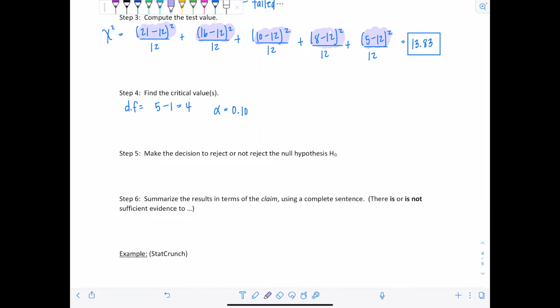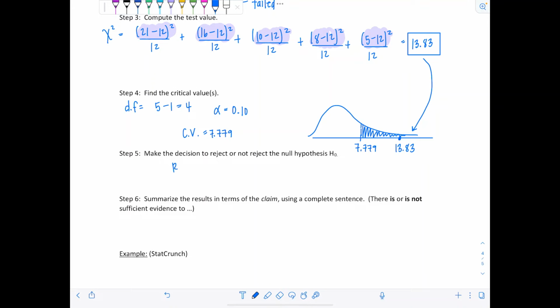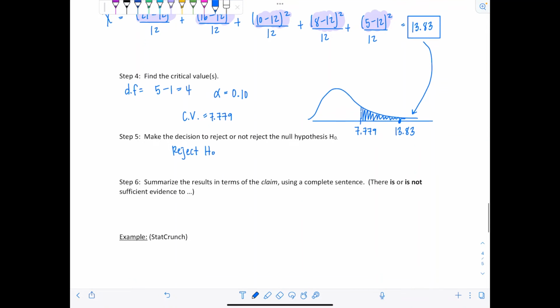Okay, so critical value 7.779. So let's think of it this way. Here's my chi-square distribution, right-tailed. Here's 7.779. This is the critical or rejection region. And where did our test value fall? 13.83, way out here. So as a result, we're going to reject the null, reject H naught, and now summarize.